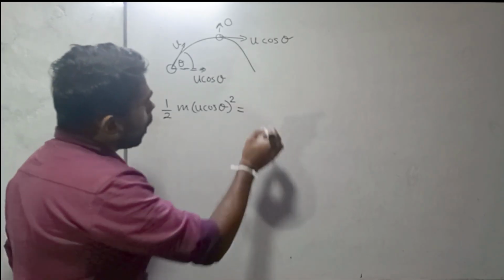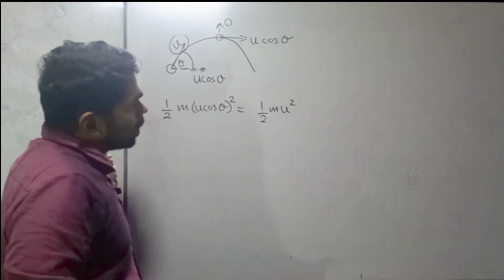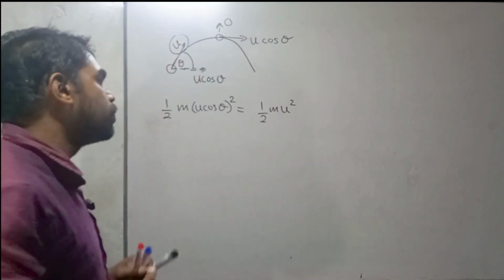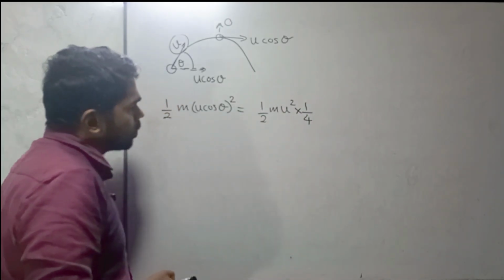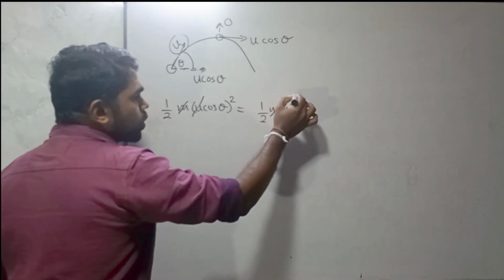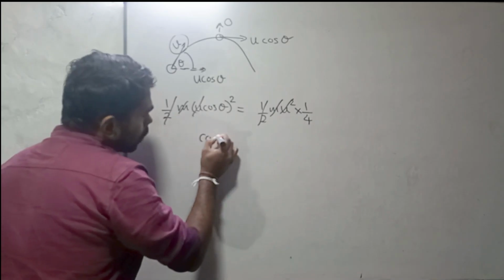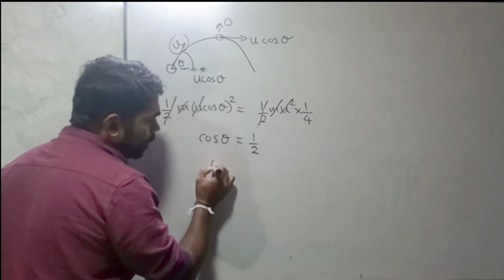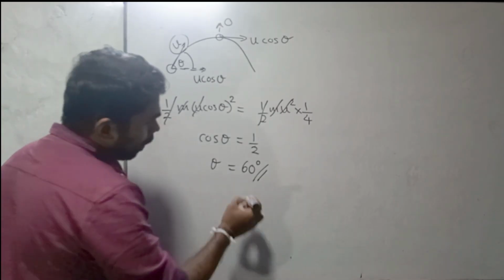Initial kinetic energy is half m u squared. They have given that the kinetic energy at the maximum height is 1/4 of the initial one. Then we can multiply this one by 1/4, and we have to find the angle theta. I will cancel out m and m, u squared, half and half. Then cos theta squared is 1/4, so cos theta is half. Cos theta is half, then it means theta angle is 60 degrees. Then we can get the answer is the fifth one.